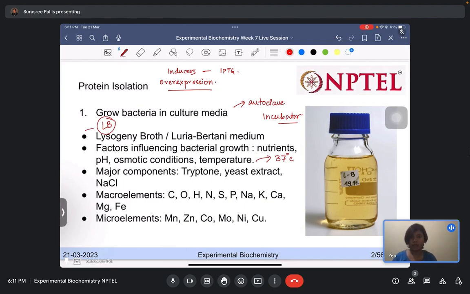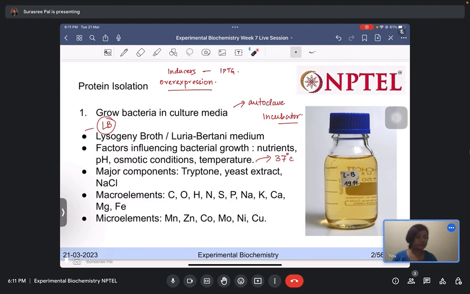The major components of this medium are tryptone, yeast extract, and sodium chloride. Now there are some macro and micro elements which are essential in this medium. The macro elements are carbon, oxygen, hydrogen, nitrogen, sulfur, phosphorus, sodium, potassium, calcium, magnesium, and iron. And the micro elements are manganese, zinc, cobalt, molybdenum, nickel, and copper. These are the micro and macro elements which are essential for the growth of the bacterium.